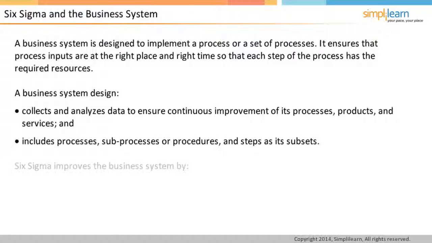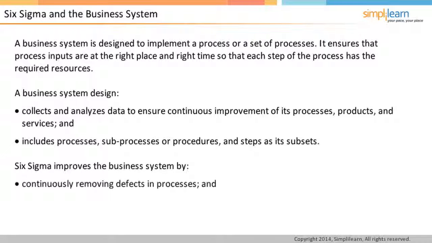Six Sigma improves a business system by continuously removing the defects in its processes and also by sustaining the changes. A defective item is any product or service that a customer would reject. A customer can be the user of the ultimate product or service, or can be the next process downstream in the business system. Let us learn about Six Sigma projects and organizational goals in the following screen.